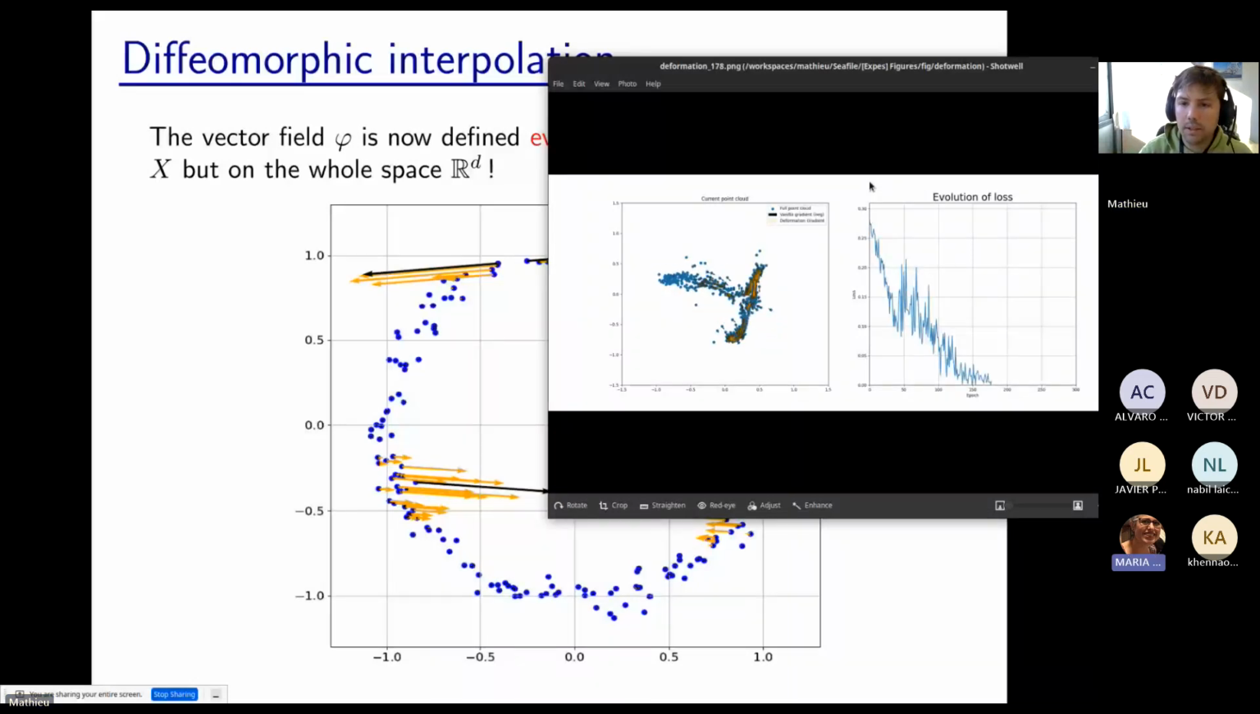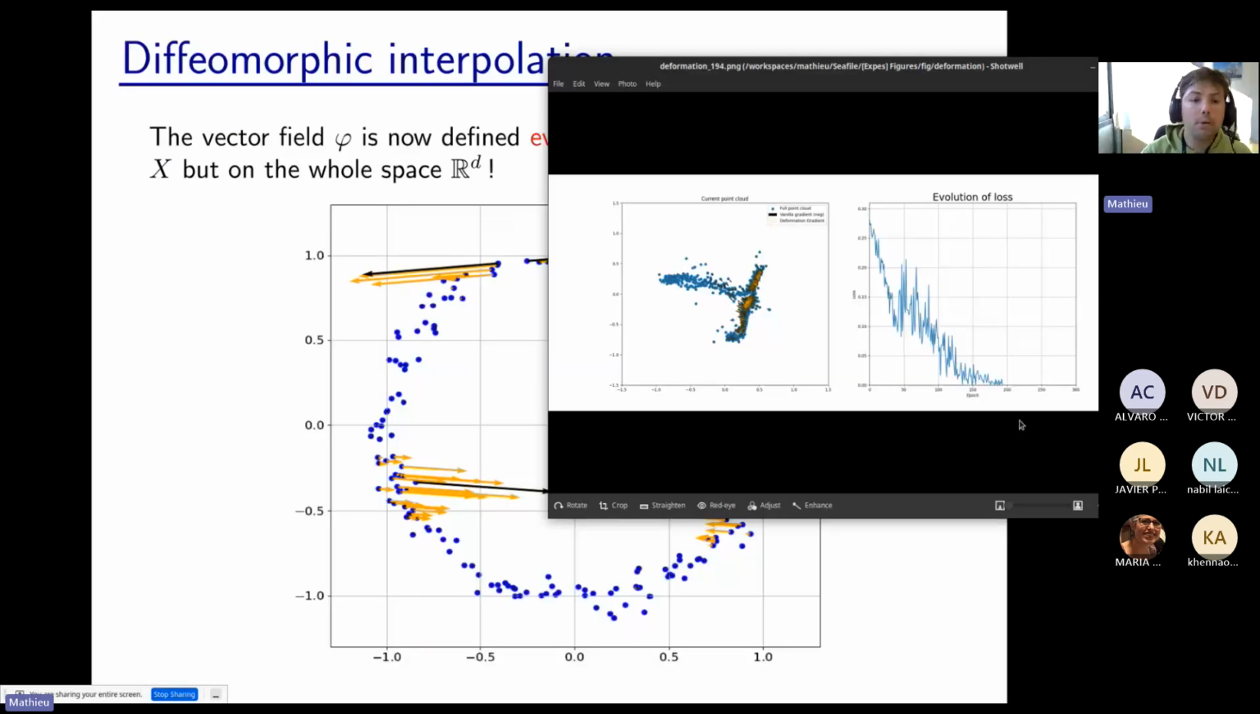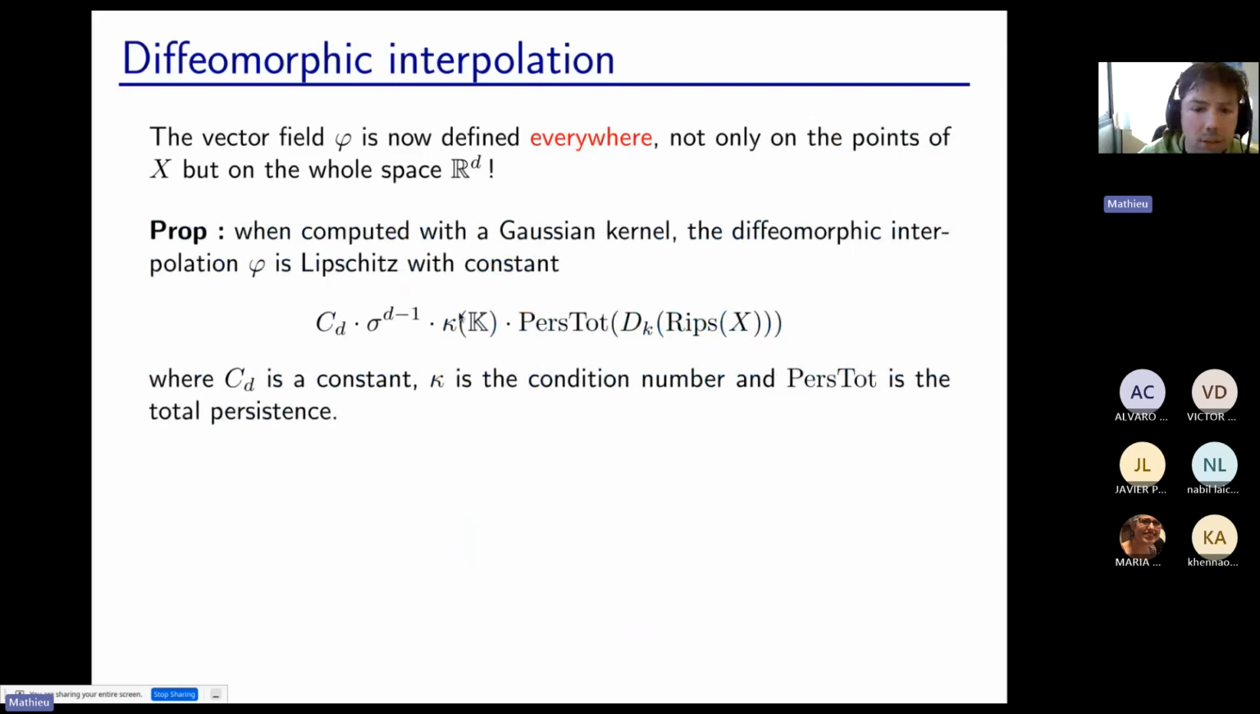Okay. Right, and obviously you can tell from the loss that the convergence happens much faster. It's still a bit erratic, but the amplitude of the oscillations is also more controlled. Actually, you can even quantify the Lipschitz constant of the diffeomorphism in the following sense.